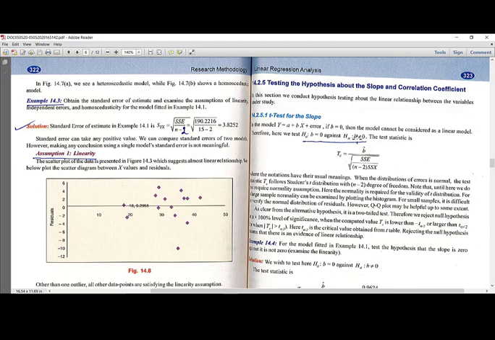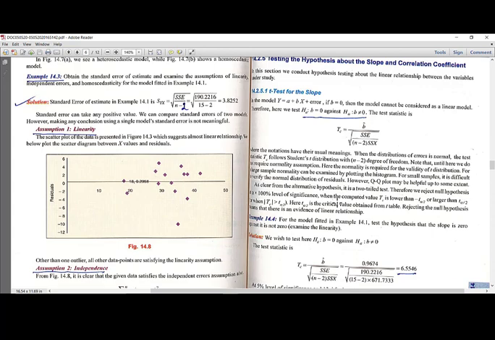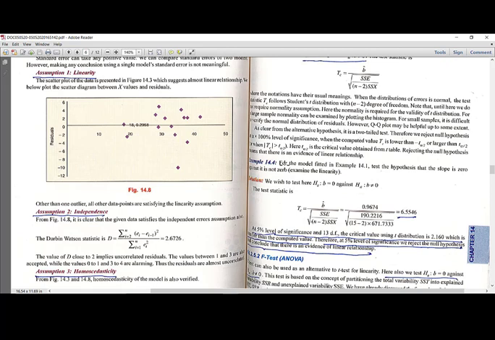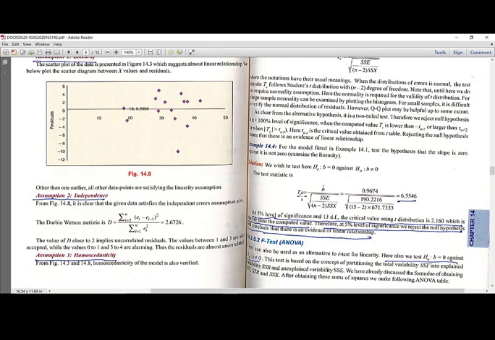The test statistic is t_c equals b cap divided by the square root of SSE by (n minus 2) multiplied by SSX. By substituting those values for the same example 14.1, testing the hypothesis that the slope is 0 against it is not 0, we get a test statistic value of 6.5546, at 5% level of significance and 13 degrees of freedom. How did we obtain 13 degrees of freedom? It is mentioned that the student's t distribution has n minus 2 degrees of freedom. n is 15, so 15 minus 2 is 13. For 13 degrees of freedom at 5% level of significance, the critical value using the t distribution is 2.16.